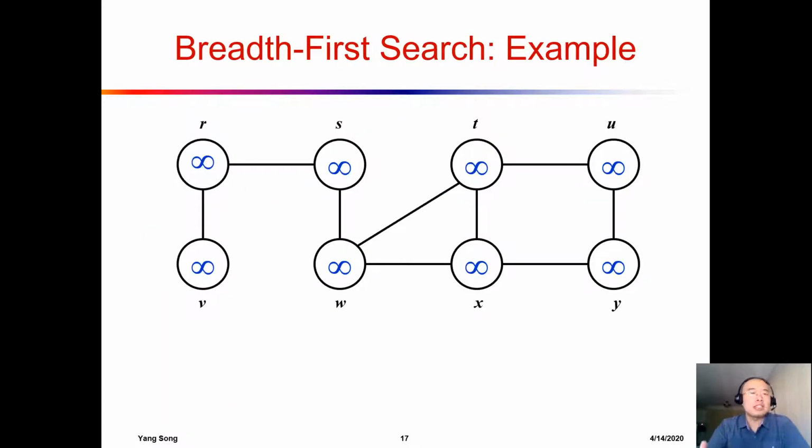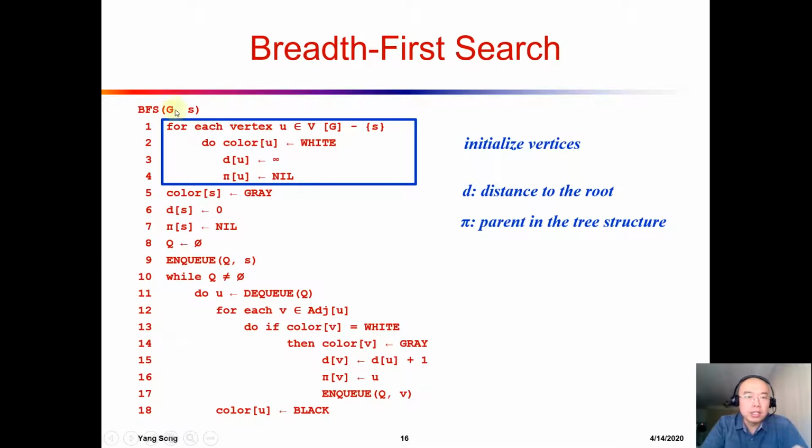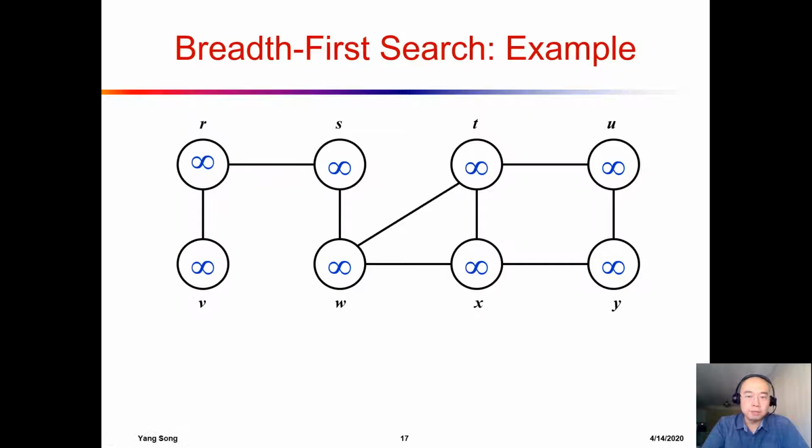So for this example, this is the setup of this graph. Okay, so we have already done the first iteration, which is, we color all the nodes white, and then d of u is infinity, and for pi of u, they are all nil. Okay, so that's the first step, and we want to start from s. So s is the root, so we color the root gray, and then we send s to the queue. Okay, and this is the first iteration.